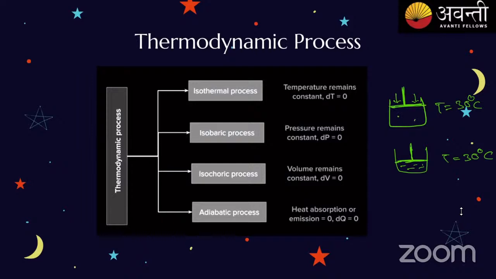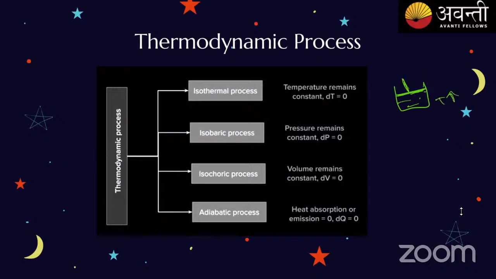Then, if the pressure is constant, we'll be calling it an isobaric process. Now, let's say we're taking the same gas with a piston above it, and I'm increasing the temperature from 30 degrees centigrade to 40 degrees centigrade. Initially, if we increase the temperature, the collisions will increase. That means the pressure increases. What we need to do is keep the pressure constant.